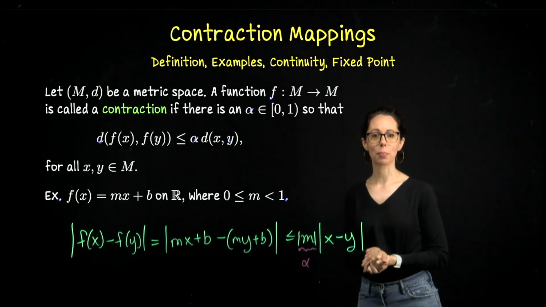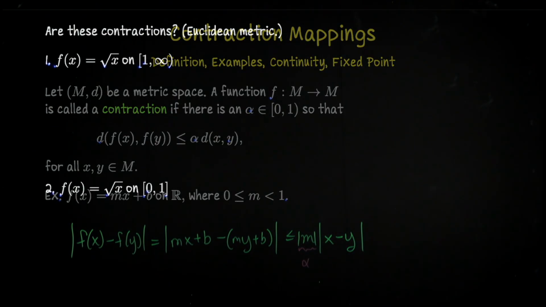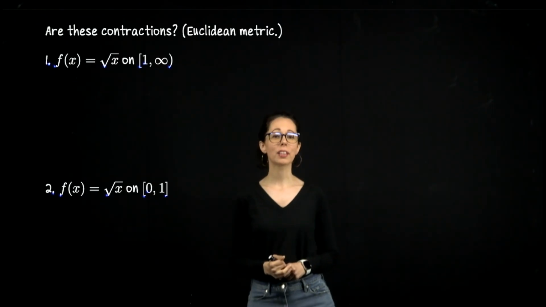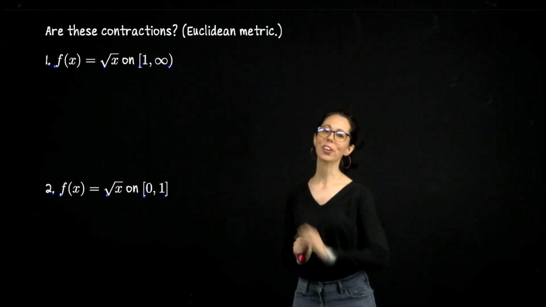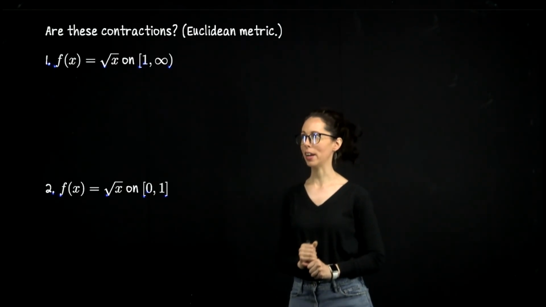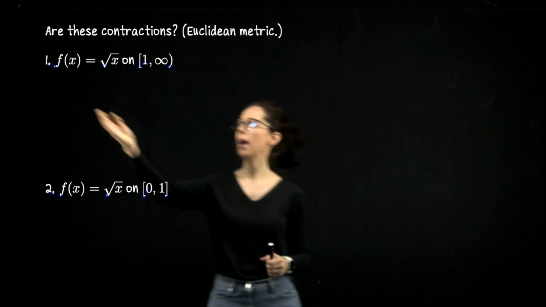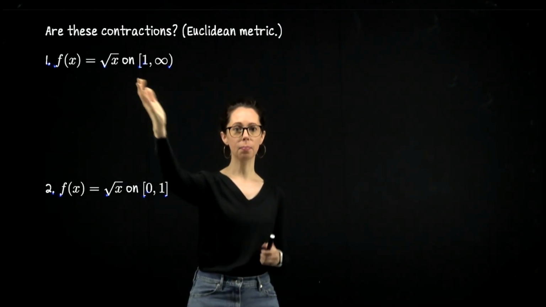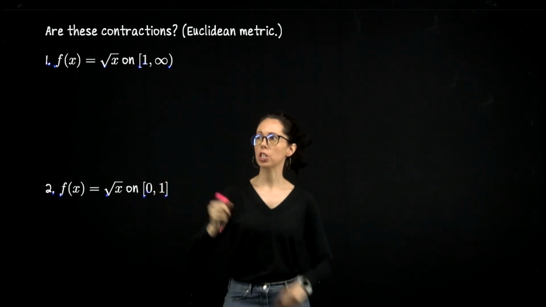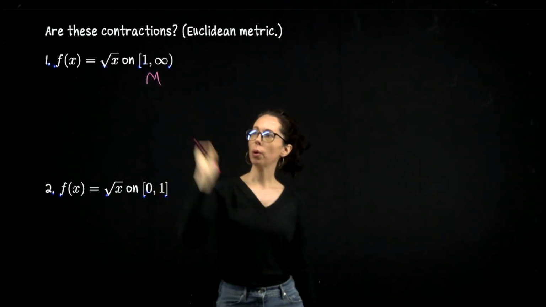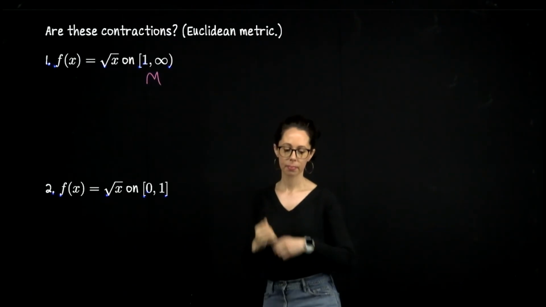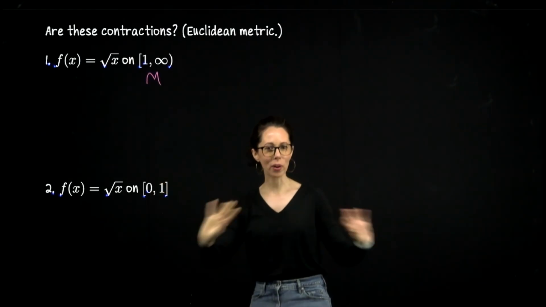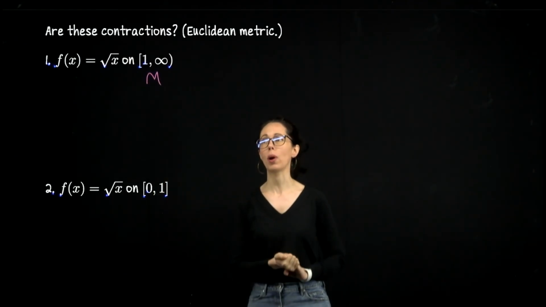Let's look at a few more examples. Next, let's look at the square root function. So I have two variations of studying the same function here. First, let's consider f of x equals the square root of x on this domain from 1 to infinity. So if you revisit the definition of the contraction, this is what we want to think of as M, our metric space. So it's kind of like ignore everything outside of the interval from 1 to infinity.